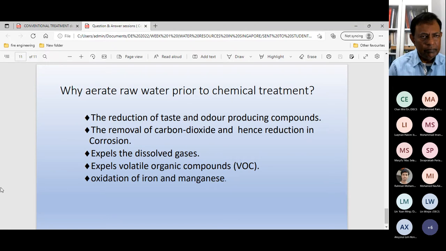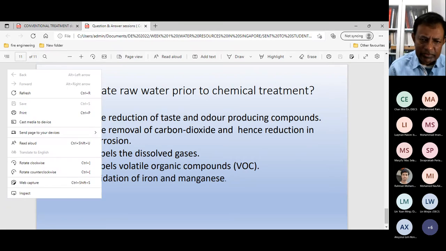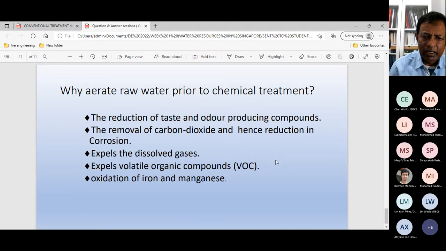Why? Because methane is produced from the bottom of the reservoir. At the bottom of the reservoir you have very little oxygen, so there will be anaerobic activities which will generate odorous gases like hydrogen sulfide, H2S, sulfur dioxide, and methane. All these will be generated and they get dissolved into the water. So the best way to get rid of them is aeration.